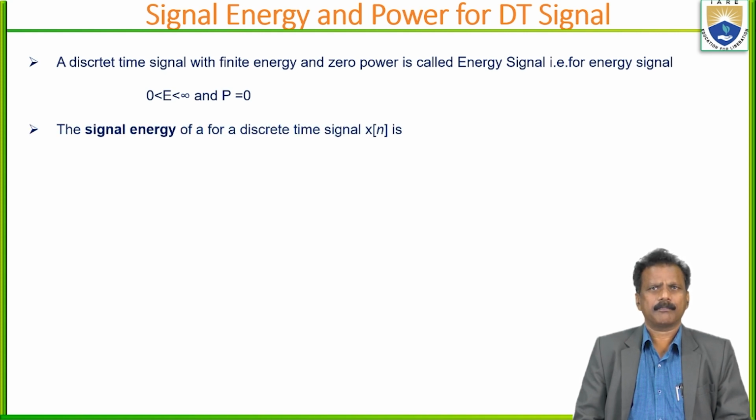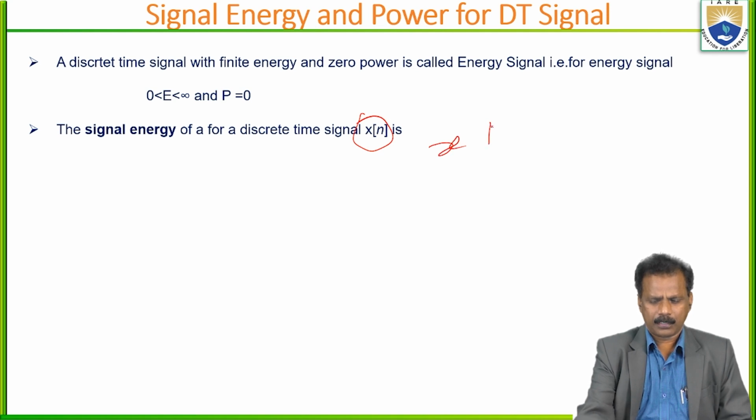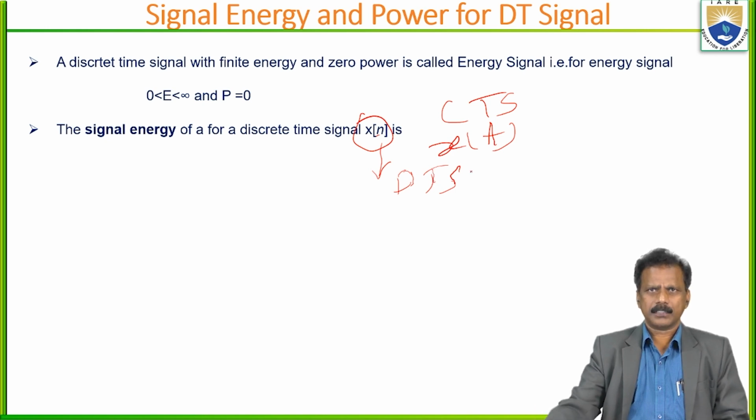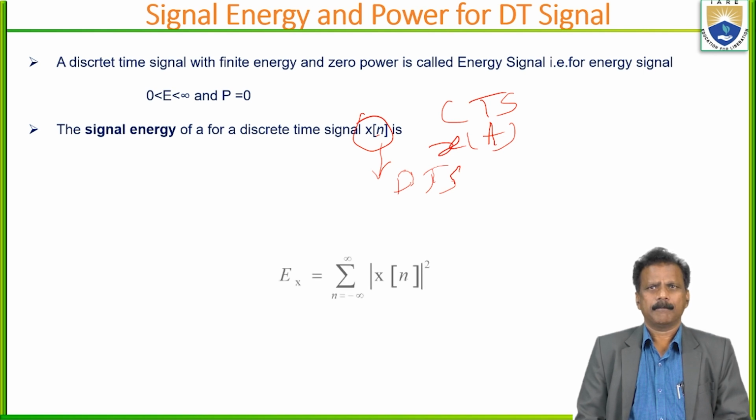The signal energy of a discrete time signal, DTS, is followed by x of n. If x of t is the continuous time signal, then x of n is the discrete time signal. The signal energy of a discrete time signal x of n can be represented as Ex is equal to the summation from n equal to minus infinity to plus infinity of mod x of n squared.